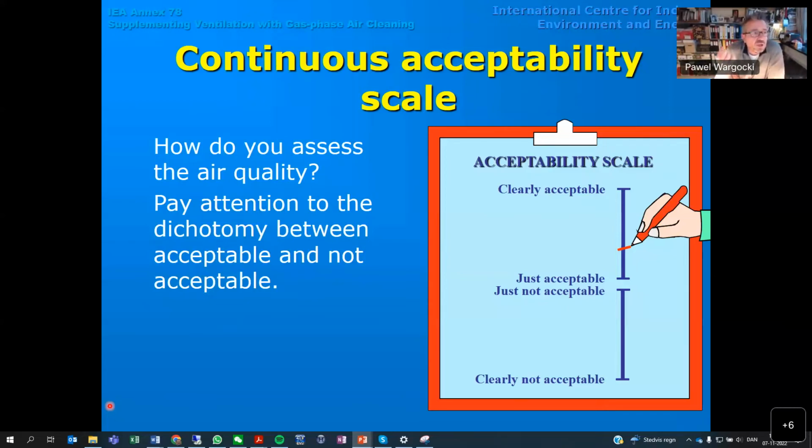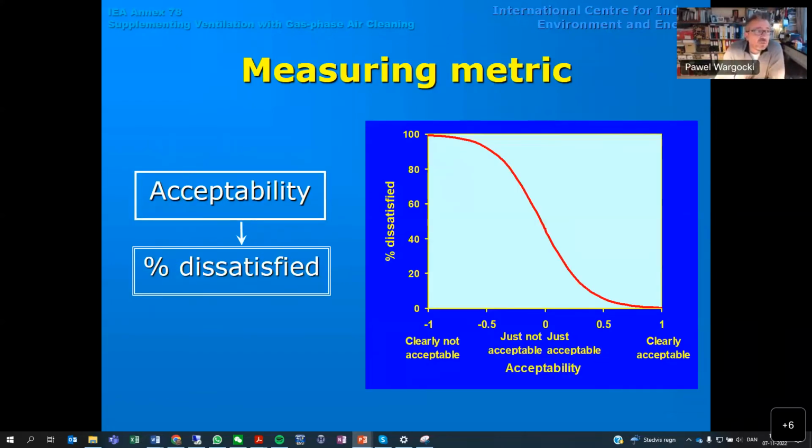Acceptability, of course, can be used as a metric, but usually the metric that we use is the percentage of dissatisfied. The votes of acceptability can be converted using the conversion curve shown here to the percentage of dissatisfied, and this is the metric as it is defined in the standard: the percentage of dissatisfied with the air quality.